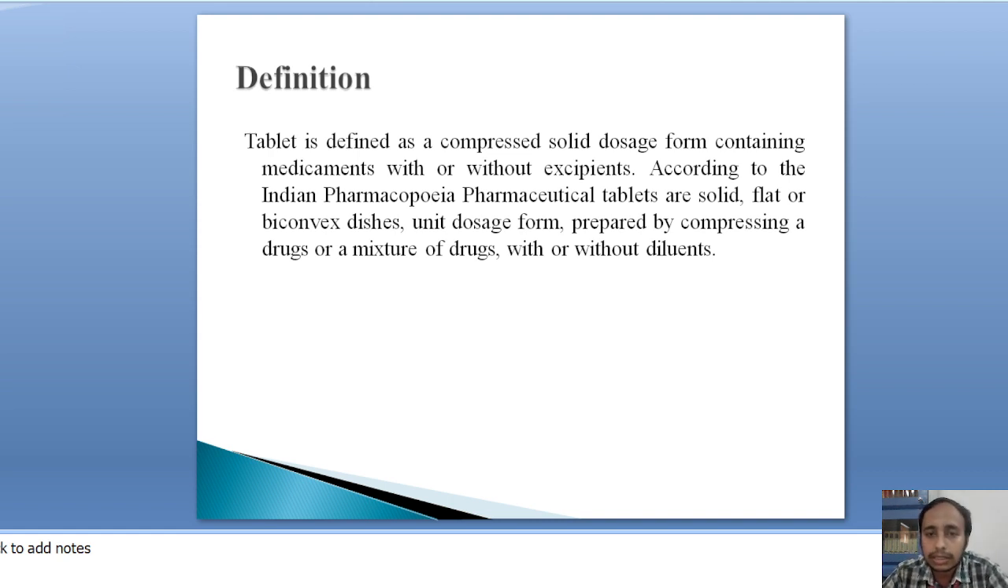Generally, a tablet contains an active agent, which is called the active pharmaceutical ingredient, or API, along with excipients. Excipients have no pharmacological activity, whereas the API has pharmacological activity. So diluents are excipients. With or without excipients means we may or may not add the diluents. So, next slide.